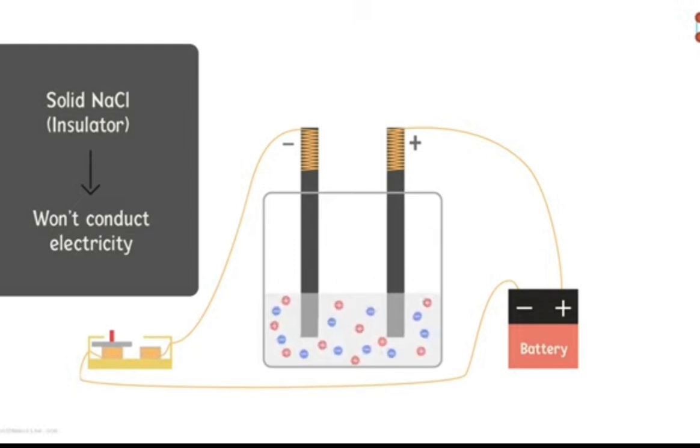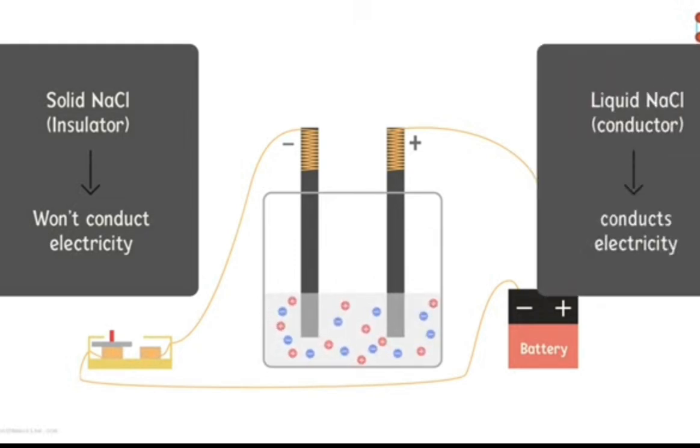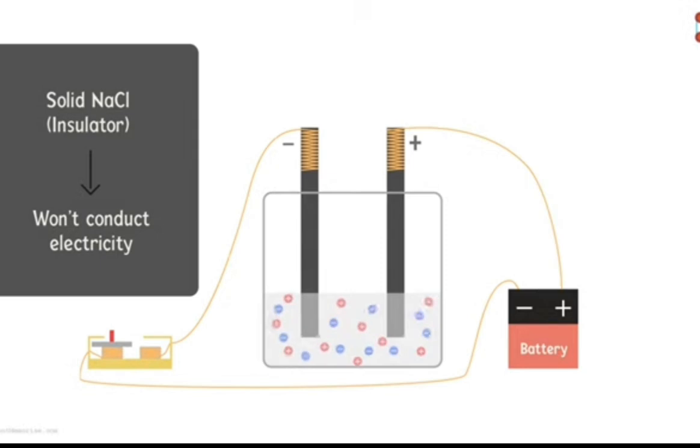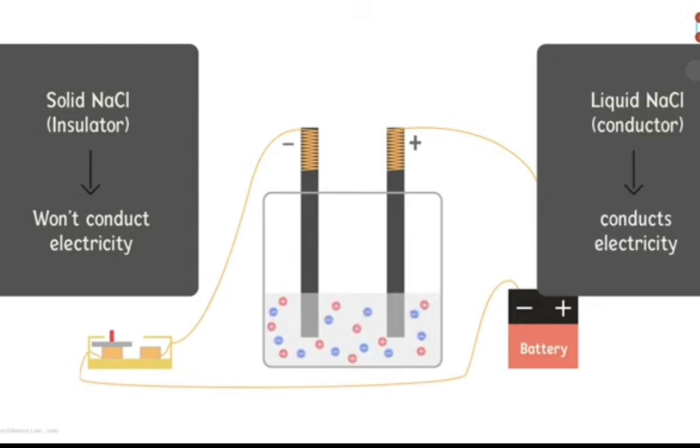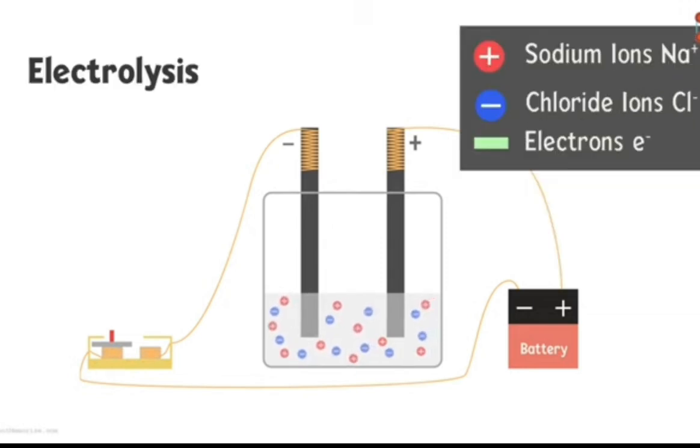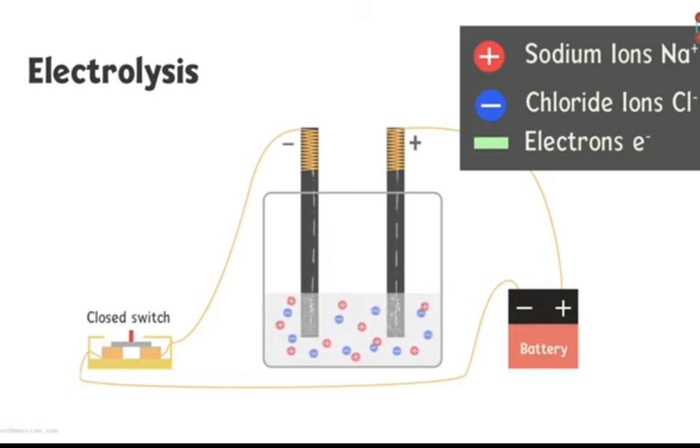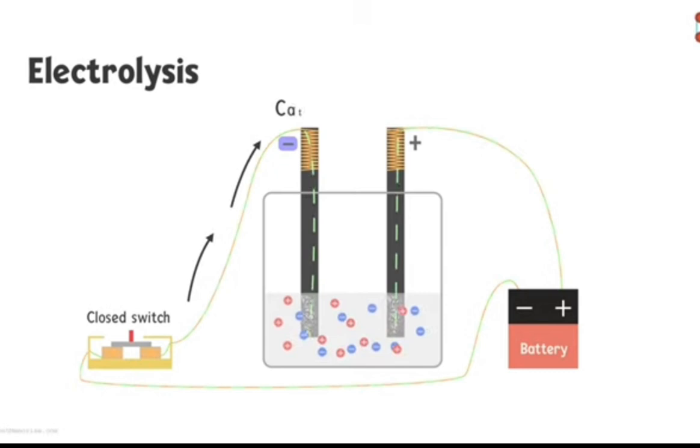So what we get is the ions of NaCl and it conducts electricity in the molten state. So the molten state of NaCl is the conductor and it conducts electricity. So in solution what we get is the sodium ions, chloride ions and the electrons for the electricity.